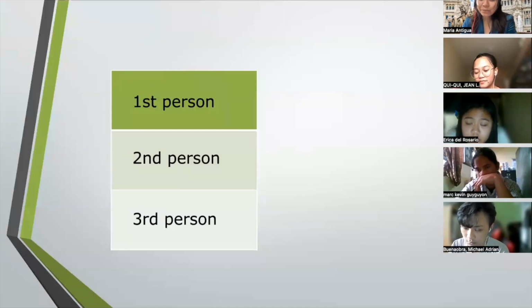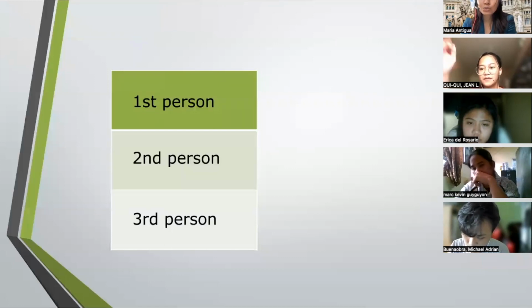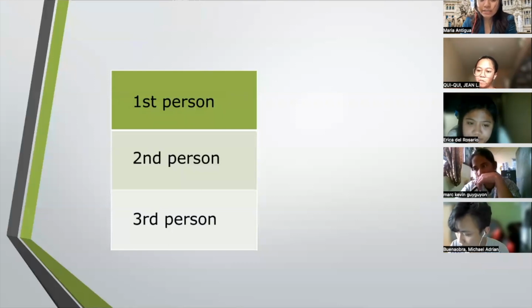So, first person I. What is the function of that? This is now the speaker or the doer of the action, yung gumagawa ng, of course, the verb. Second person naman, we have the you, the person you're talking to. And the third person is they, or he, she, it, the person we are talking about, or the thing that we are talking about. It doesn't have to be a person as well.